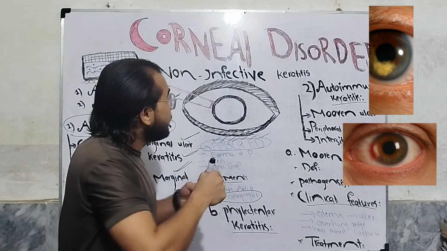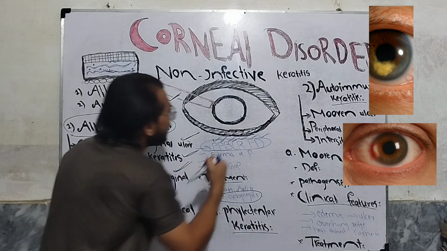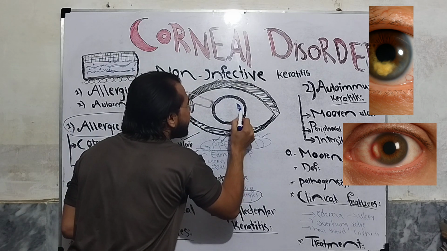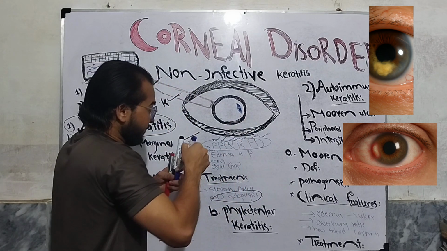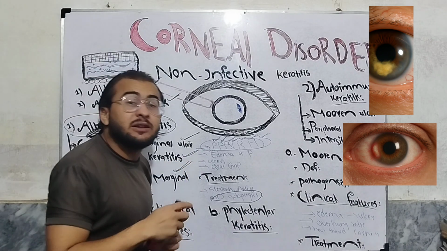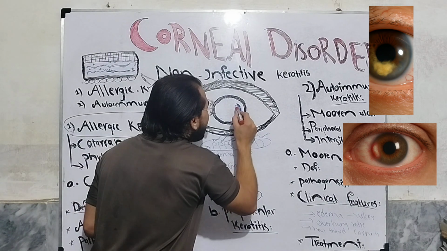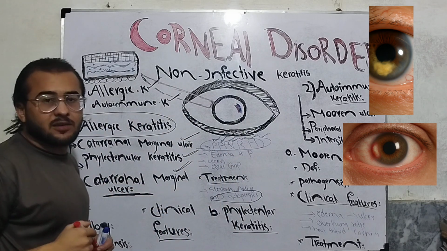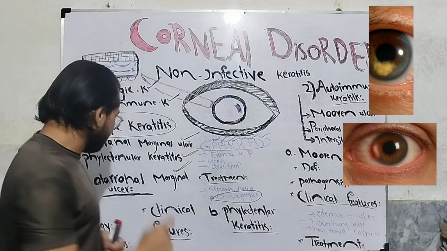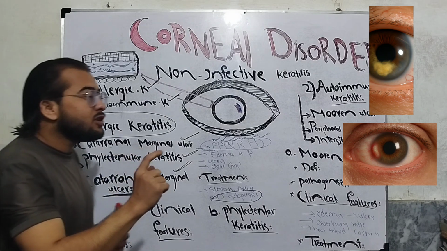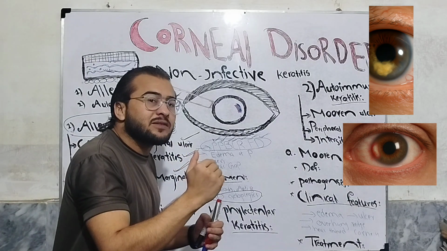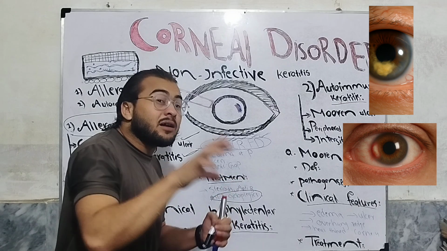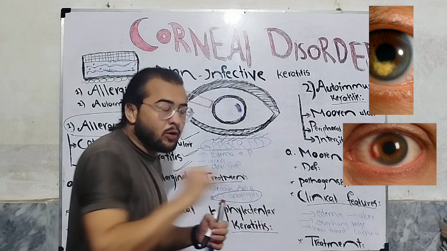ulcer. First of all, there will be edema in the peripheral cornea due to hypersensitivity reaction. There will be edema and inflammation which ultimately leads to ulcer. This is called catarrhal marginal ulcer. What is the etiology? It is a type 3 hypersensitivity reaction to staphylococcal exotoxin or cell wall proteins or to both.